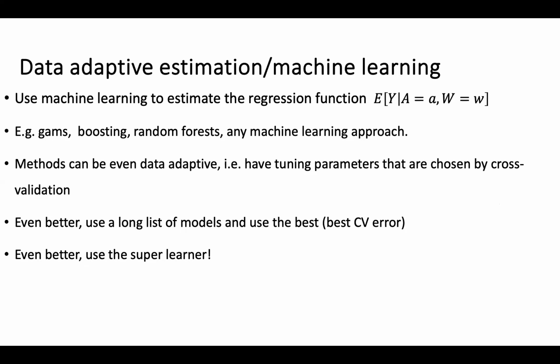So the first idea is to do data adaptive estimation using machine learning of these regression functions. The relationship between Y and A and W, we're not going to assume a parametric form. We're going to model it non-parametrically. So that's a regression function that we can estimate using our favorite machine learning model.